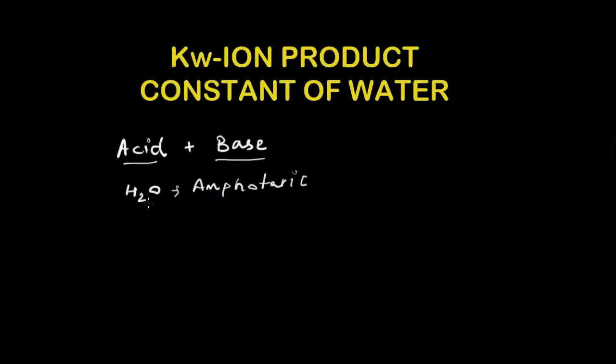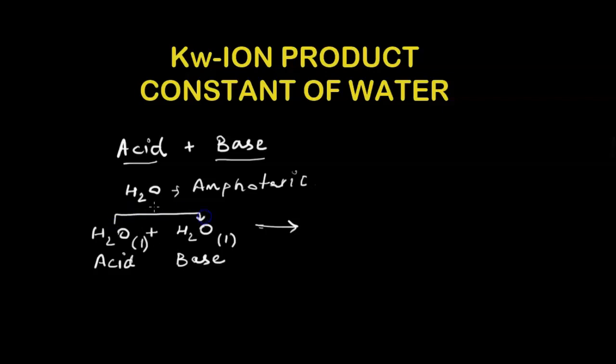So if water acts as both acid and base, that means water would readily react with itself, where one of the water molecules is going to behave as an acid and the other water molecule is going to behave as a base. We know water is present in the form of liquid, so the state of water is liquid, and when these two liquid water molecules react with each other, the one that behaves as an acid is going to release an H positive ion to the other one. So one becomes OH negative and the other becomes H3O positive.